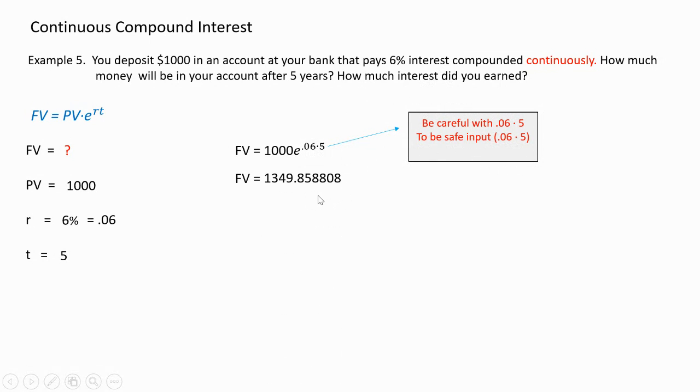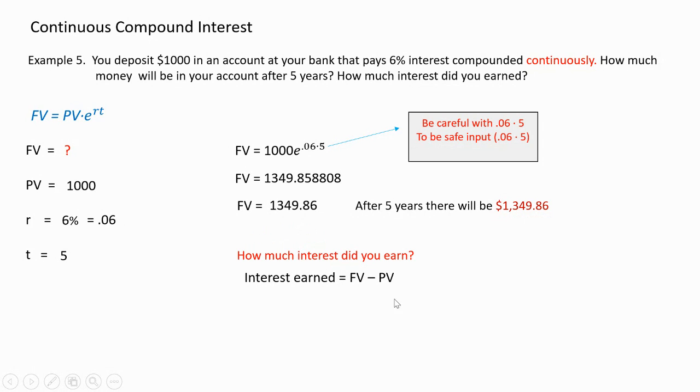So this is what the answer should be: $1,349.86. You see, guys, same thing as the other formula, but it was a different formula. Everything was the same, except that this one is compounded continuously, and the other one was compounded quarterly. So after 5 years, there will be $1,349.86.